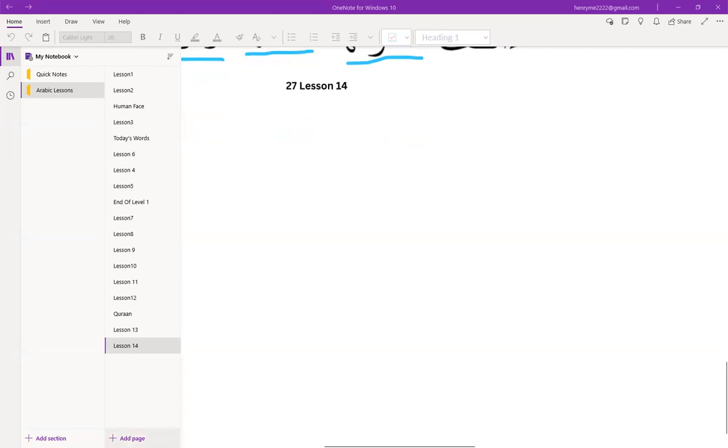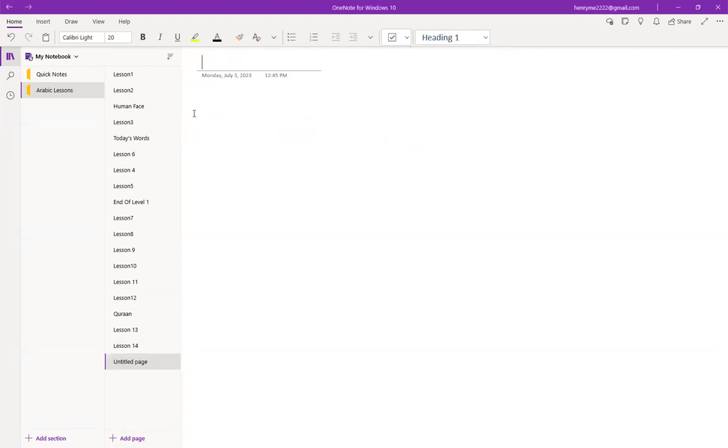And let me create the page for it. And this lesson, again, it's in level 3. The third lesson in level 3.